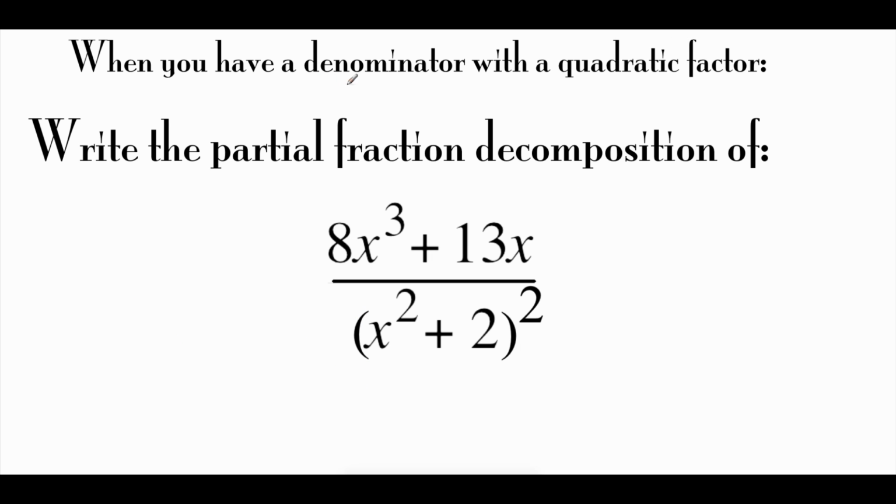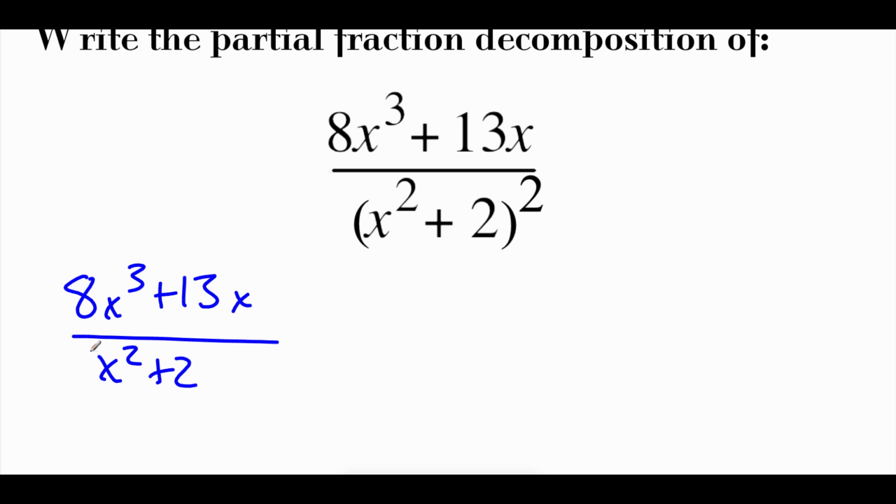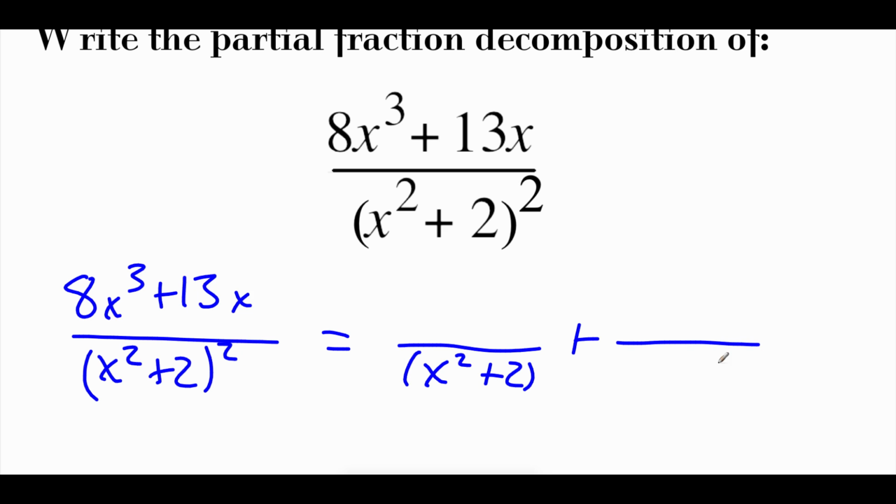In this example, we've got a repeated quadratic factor on the bottom. We are going to set up and solve this one. So we've got 8x cubed plus 13x all over (x squared plus 2) all squared. When we look at setting up these fractions, since we've got this repeated factor, remember the first fraction gets x squared plus 2 with no power on it, plus the second fraction gets the x squared plus 2 with that squared power on there.